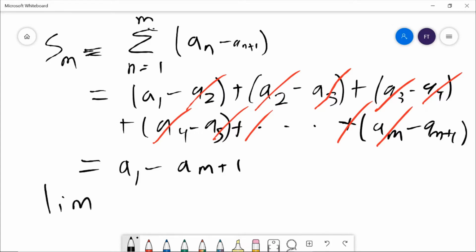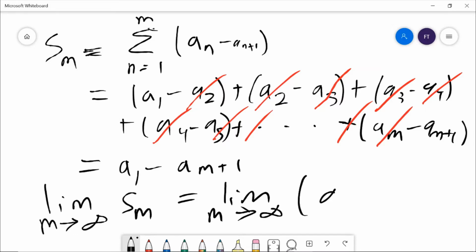Hence, if I'm looking at the limit as m goes to infinity of the sequence of partial sums, this is the limit as m goes to infinity of a_1 minus a_(m+1), which is exactly the statement of the theorem.